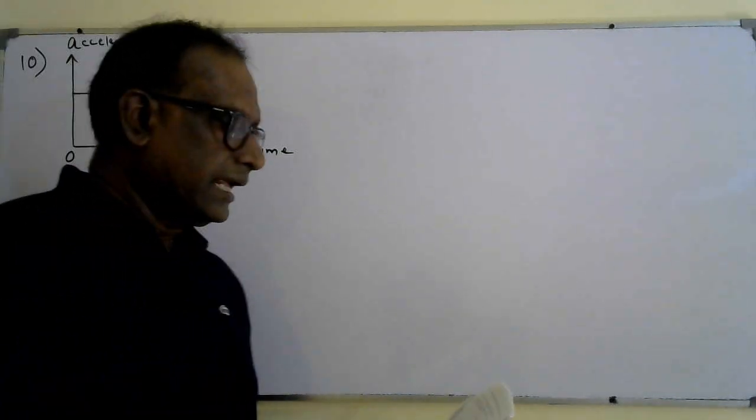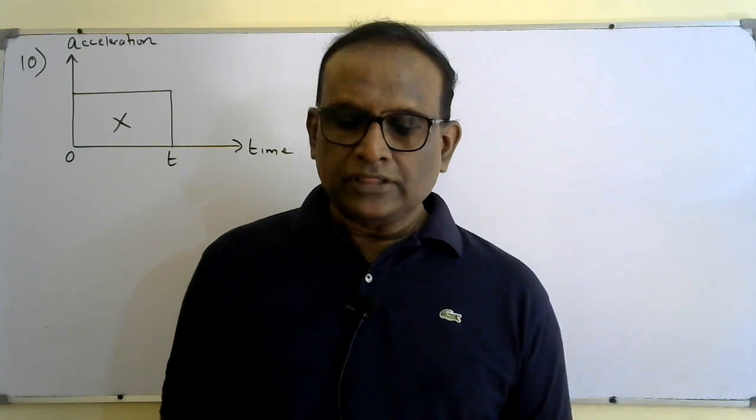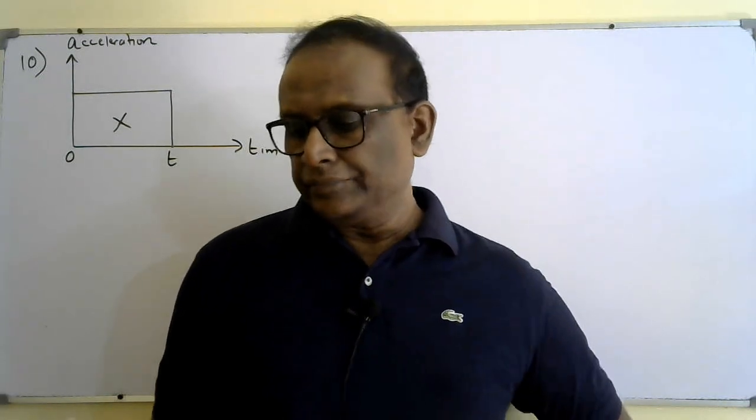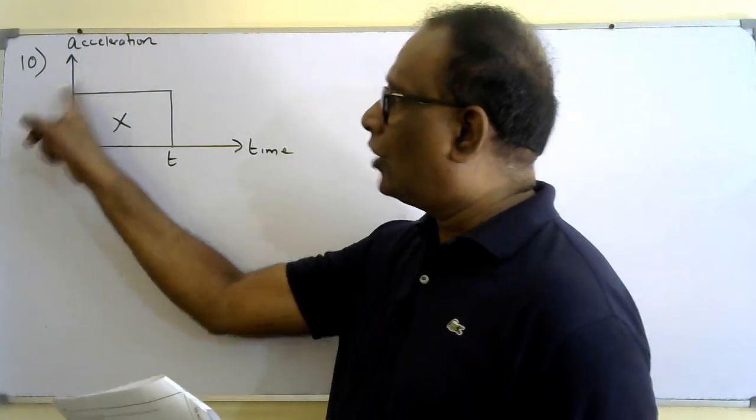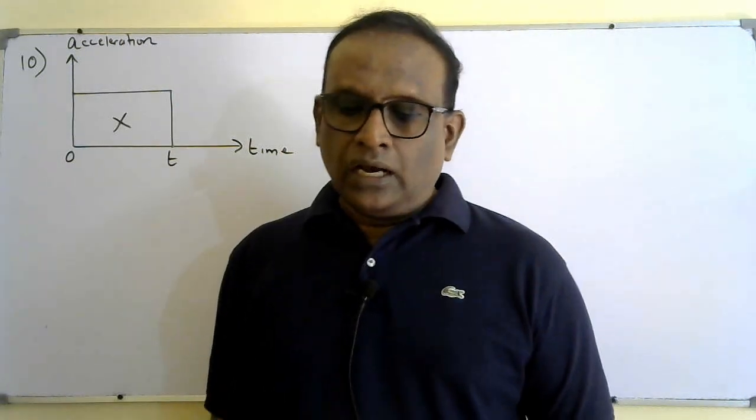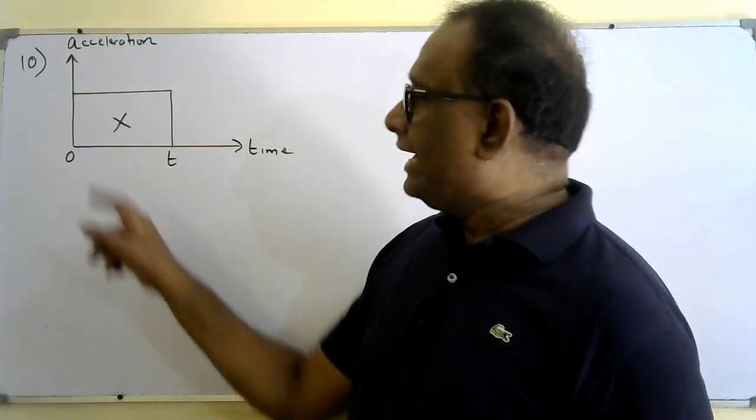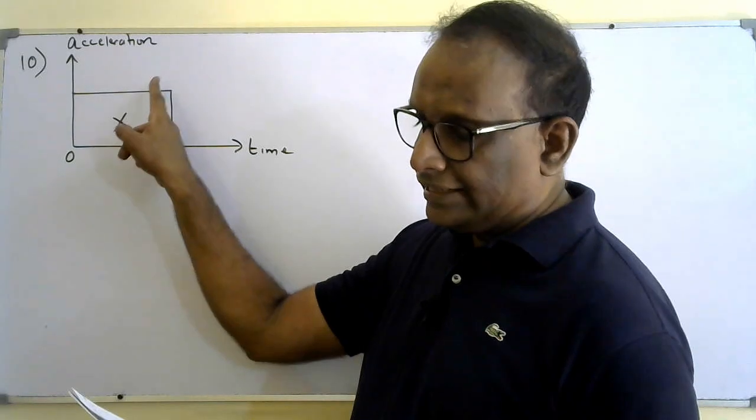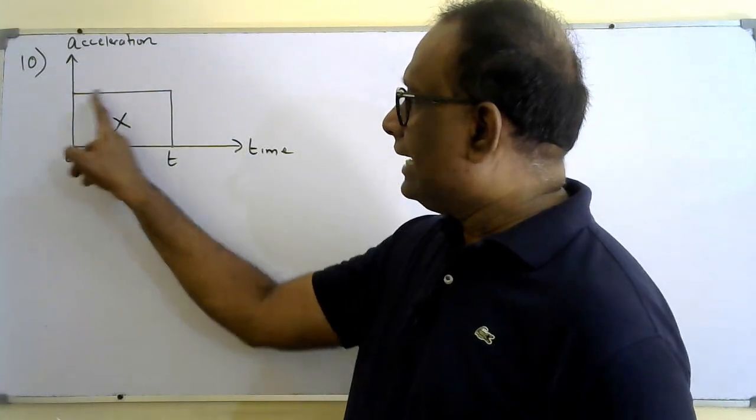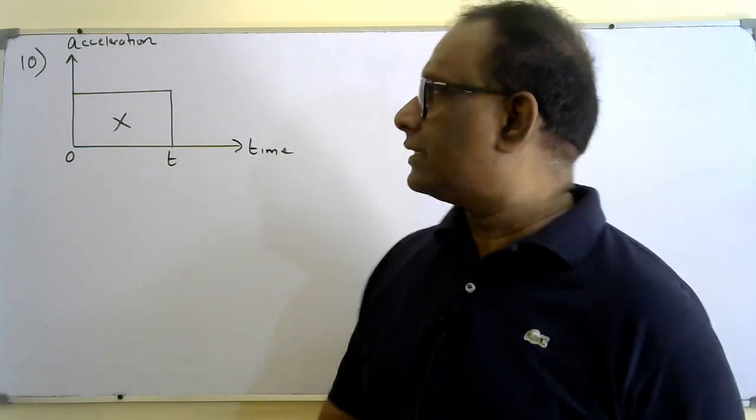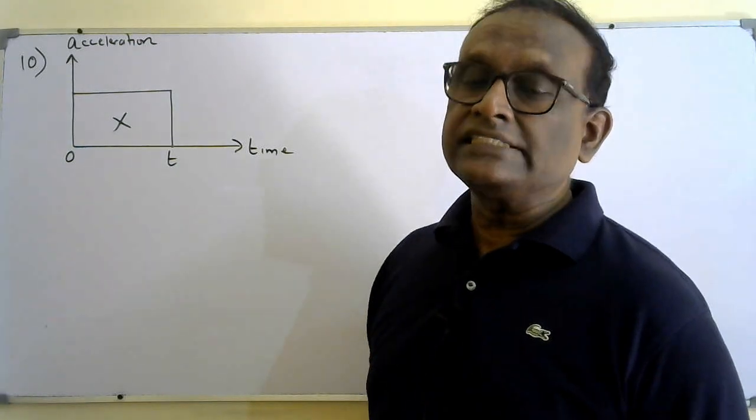Okay, question number 10. An object moves from rest, so the initial speed is 0, with uniform acceleration for time t. During time t it is moving at uniform acceleration, but how much is not given. The acceleration time graph for the object is shown. X is the area under the graph between time 0 and t. We know that the area under the acceleration time graph gives the change in velocity.